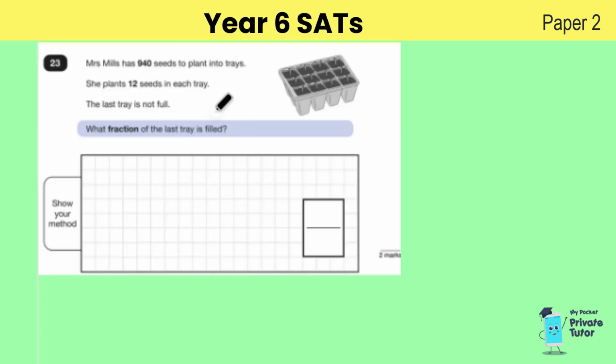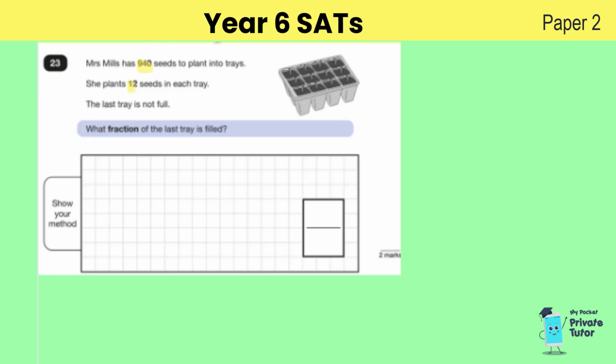Question 23. Mrs. Mills has 940 seeds to plant into trays. She plants 12 seeds in each tray. The last tray is not full. What fraction of the last tray is filled? So there are a couple of steps to this. The first thing is to think about what calculation we're going to do.